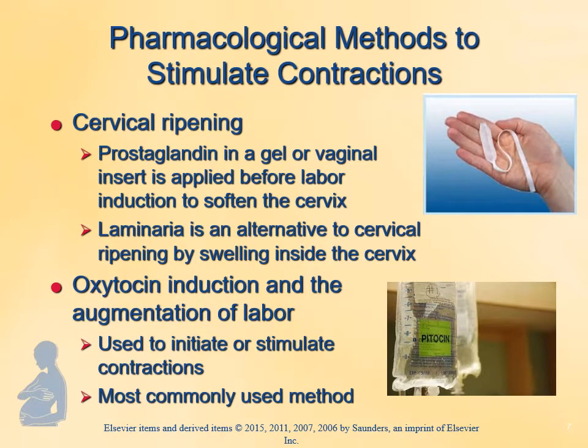There are lots of different ways that we can either induce or augment labor. Some of the pharmacological methods to stimulate contractions. Probably the most common is going to be oxytocin, which is what we do is we make a synthetic form of oxytocin, which is naturally released from the pituitary gland during labor. The synthetic form is also referred to as Pitocin, and that medication is given IV, as an IV drip, and it's used to initiate or stimulate contractions.